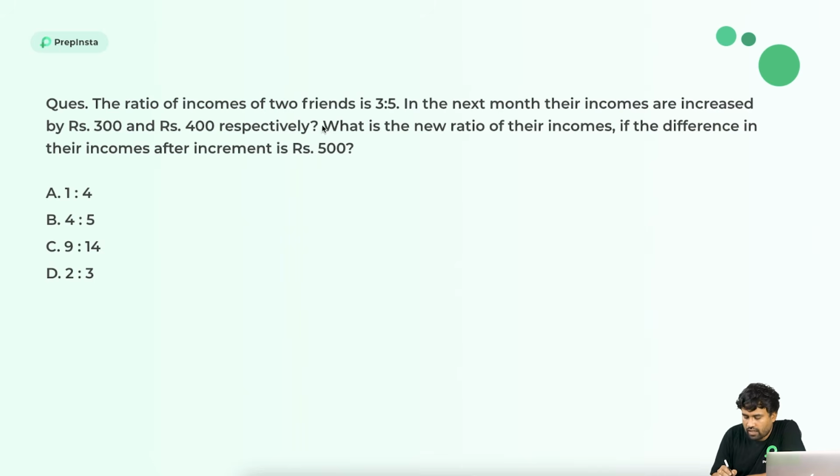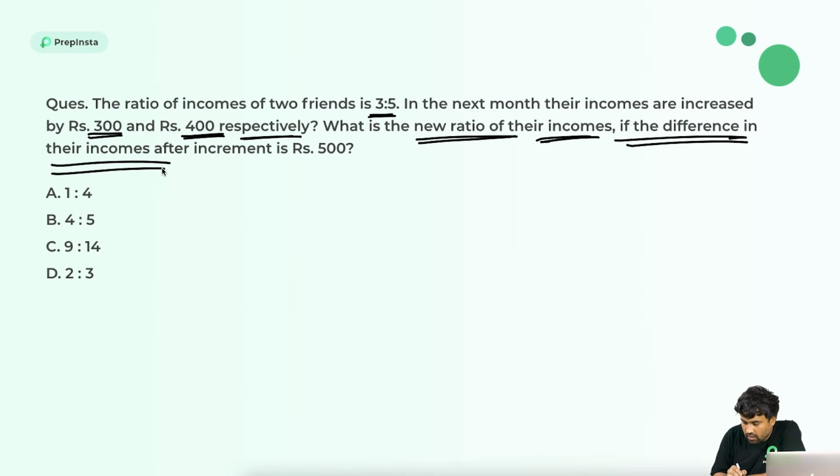The ratio of incomes of two friends is 3:5. In the next month, their incomes are increased by 300 rupees and 400 rupees respectively. What is the new ratio of their incomes if the difference in their income after increment is 500? So after increment, the difference between their incomes is 500. Just look here, guys.